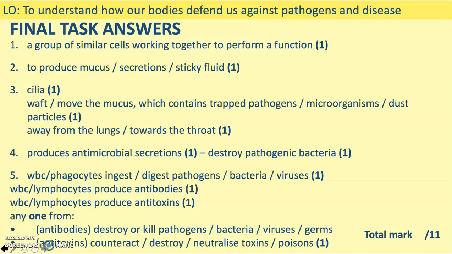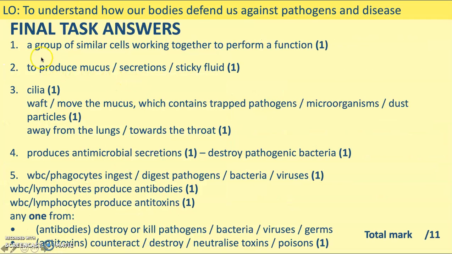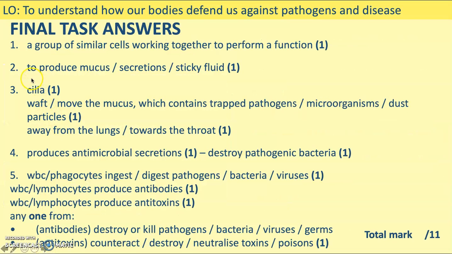Okay, so if we look at question 1 here, describe why this is an example of a tissue. We've got a section of nasal epithelium, which is tissue from the nose. It's a tissue because it's a group of similar cells working together to perform a function. So they are not the same cells, they are similar and they work together to perform a function. Question 2, suggest a function of the goblet cells. So we can see our goblet cell here. You can have to produce mucus, secretions, and sticky fluid. You could have either one of those.